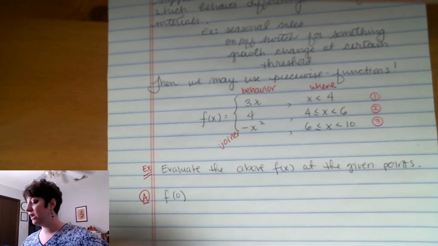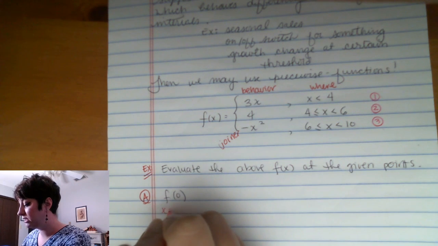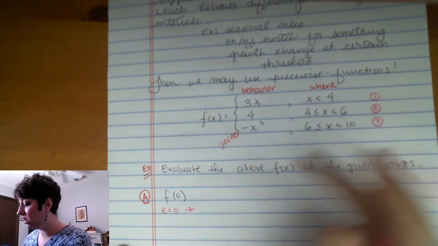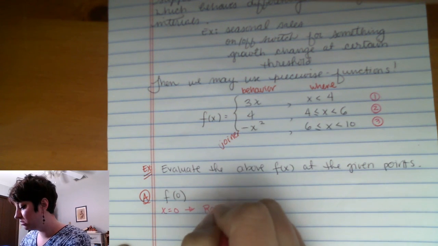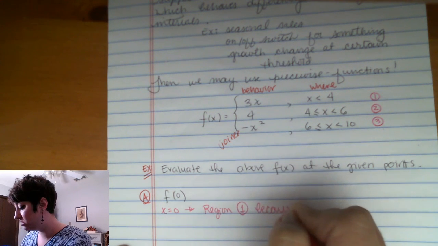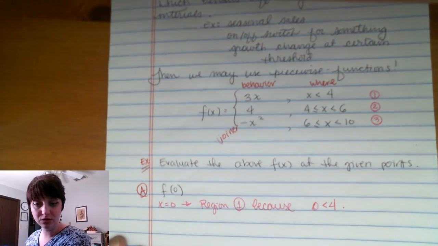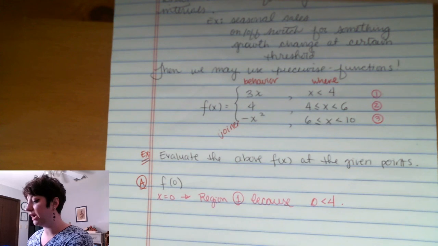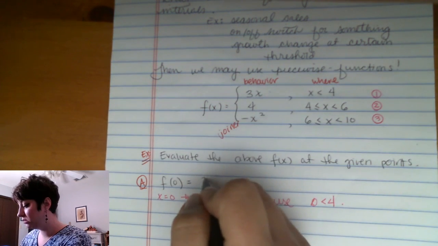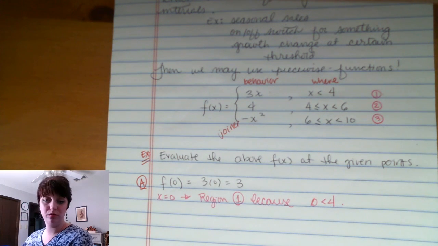All right, so at f at 0, maybe what you'd want to write is x equals 0, which means I want region 1 because 0 is less than 4. So that's the region I have to be in. That means the 3x behavior is turned on. So 3 times 0 equals 3. So that's your answer, 3.